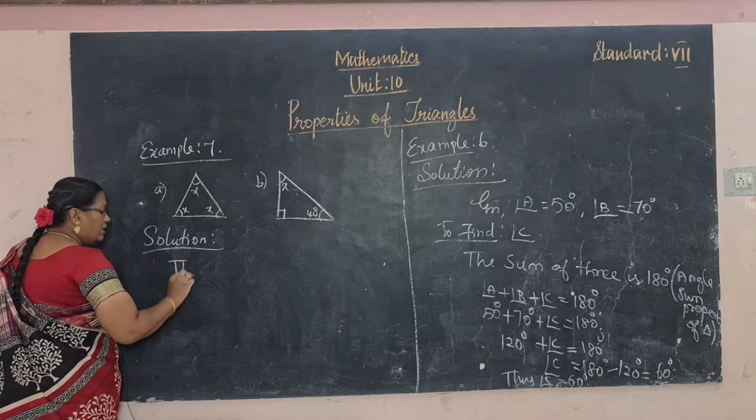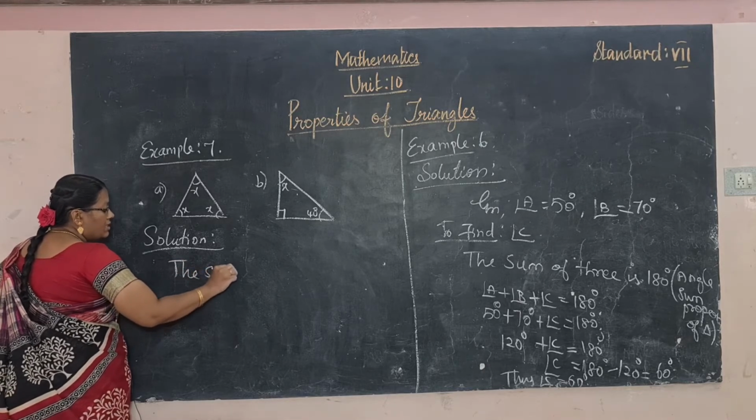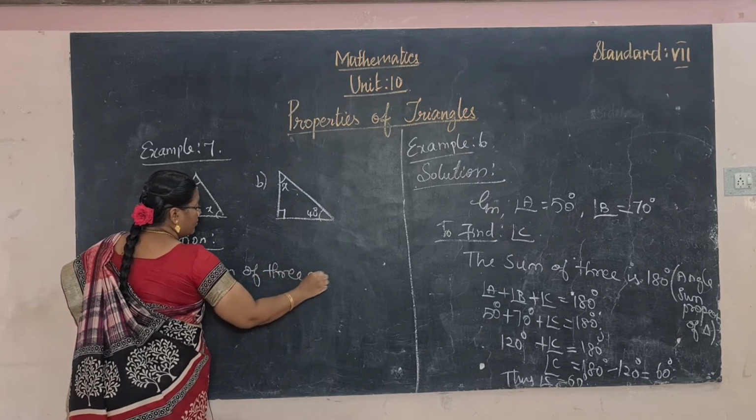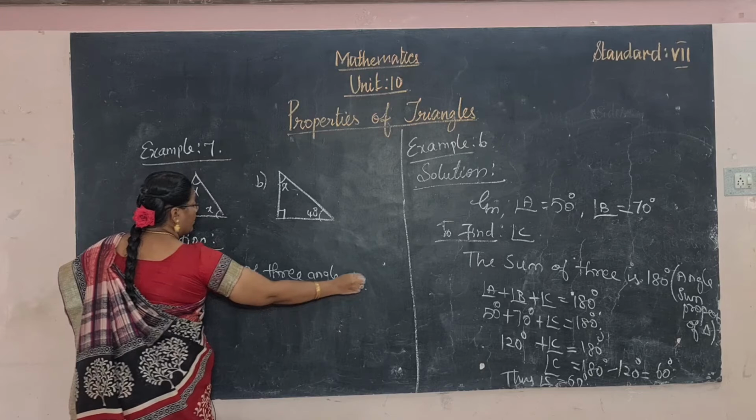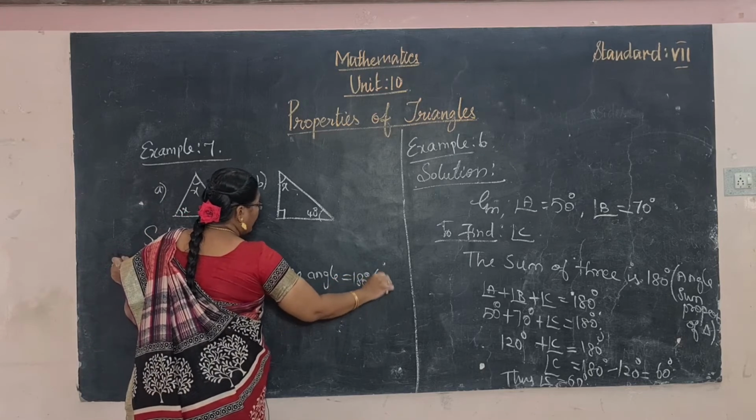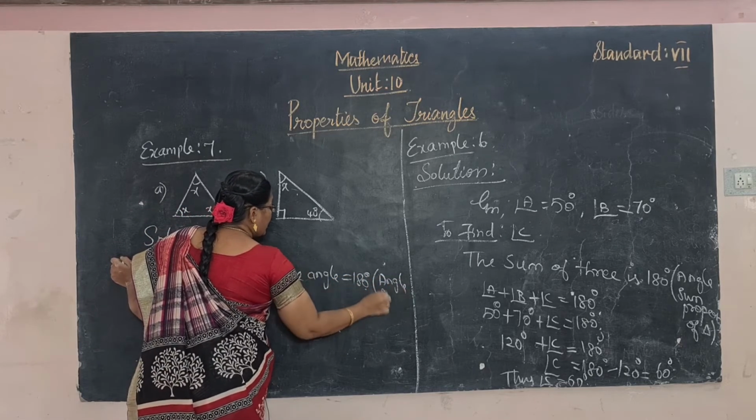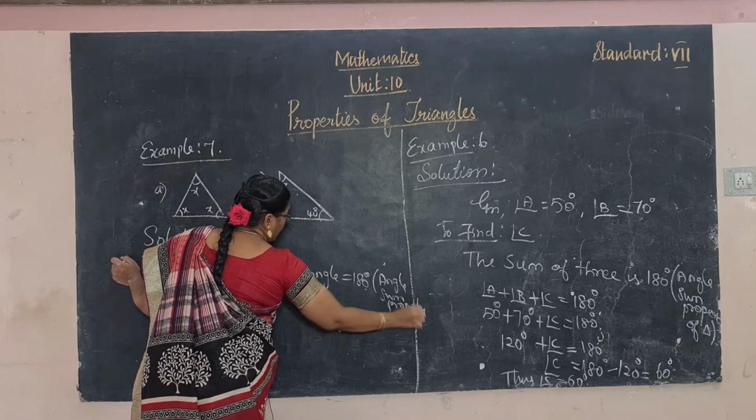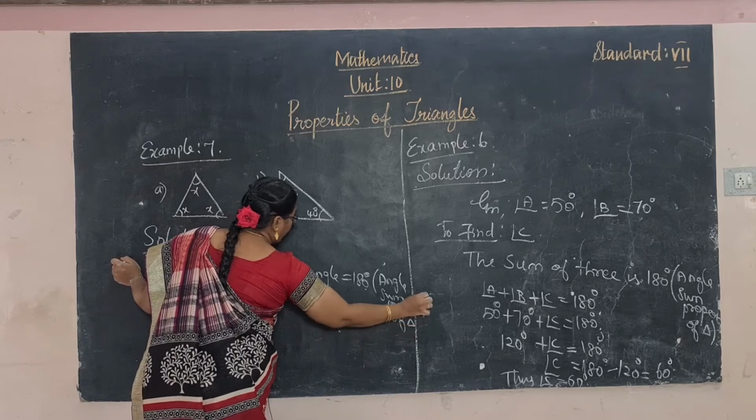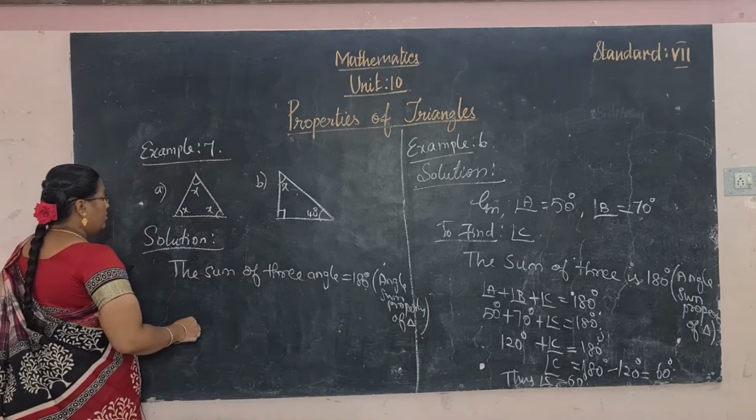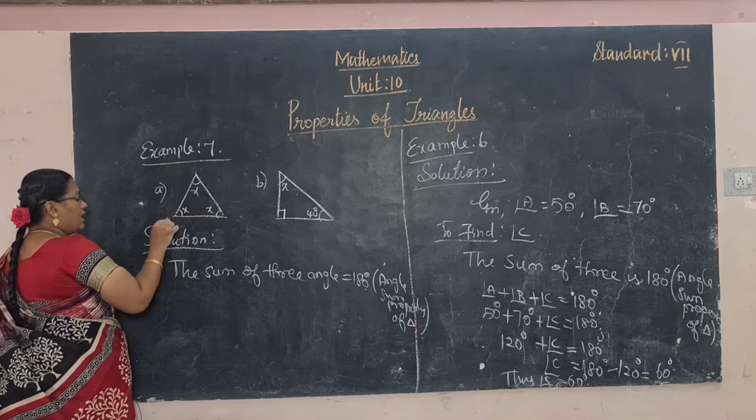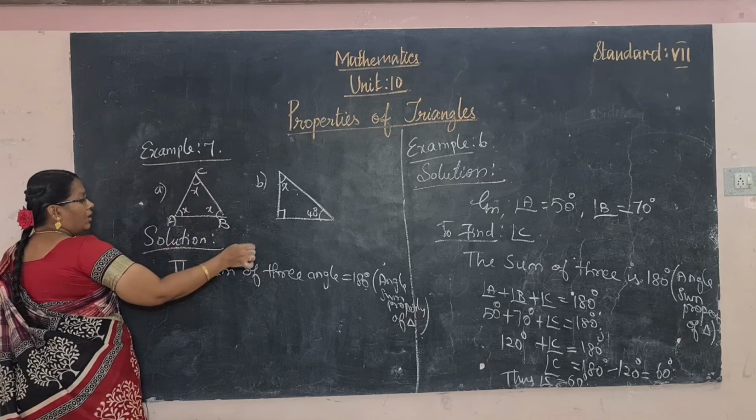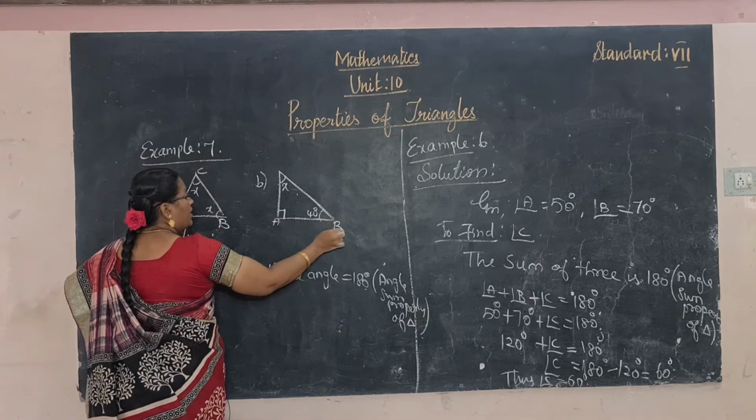So what is that? The sum of three angles is equal to 180 degree. Then in a bracket we should write angle sum property of triangle. Okay, so let me consider the angles A, B, C. Here also we consider triangle ABC.